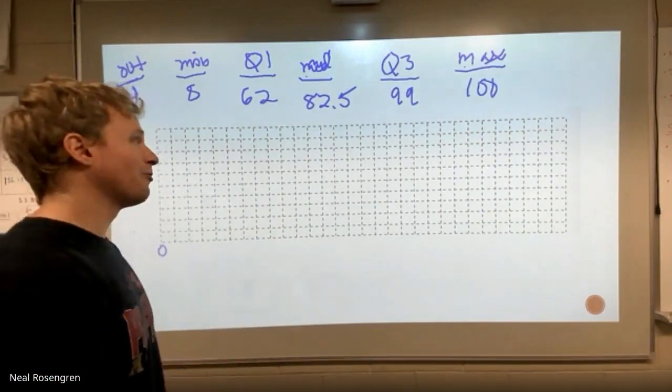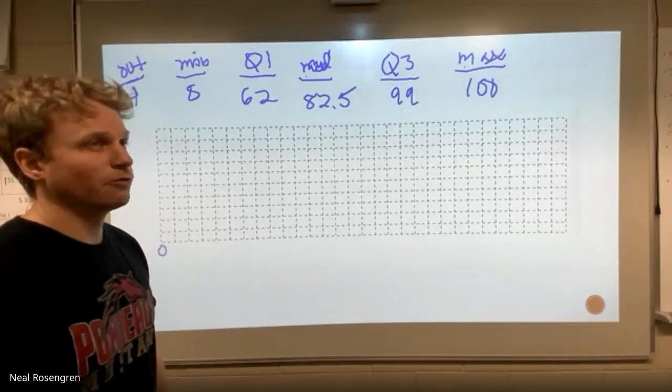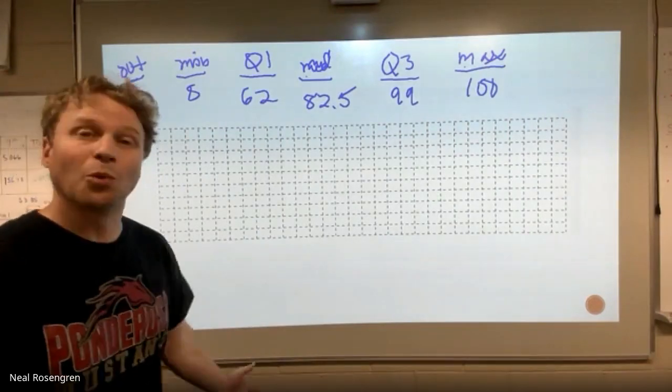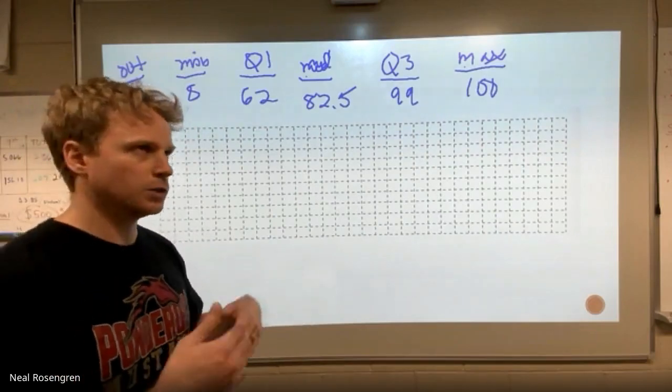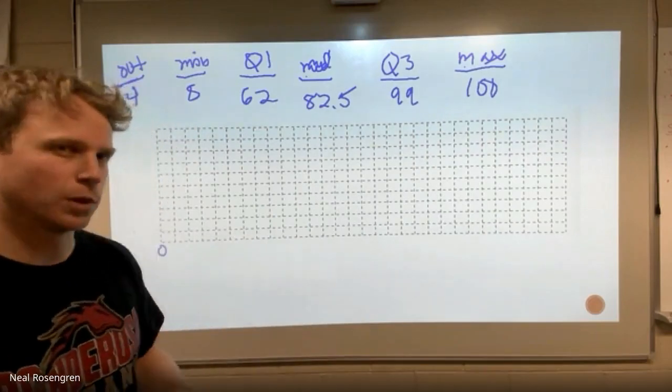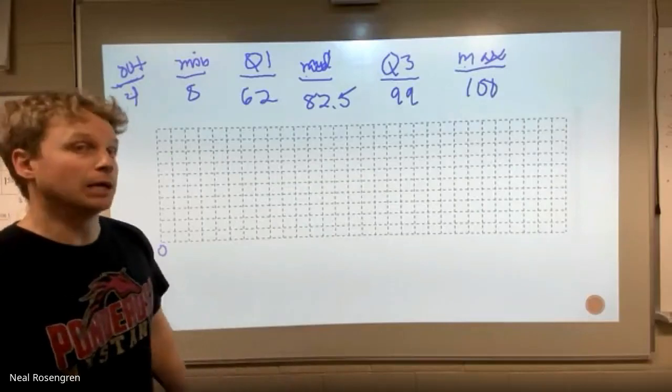Could you go by 4s? 4 times 30 is 120. Yeah, that could work. But now you're counting by 4s: 0, 4, 8, 12, 16, 20, 24, 28. Maybe you don't like that nearly as much.